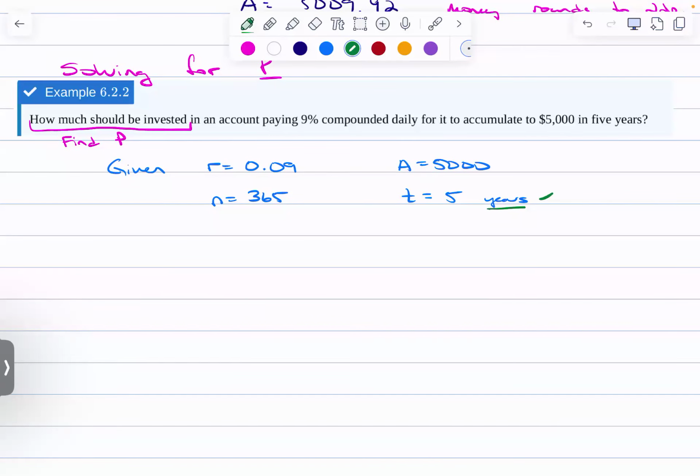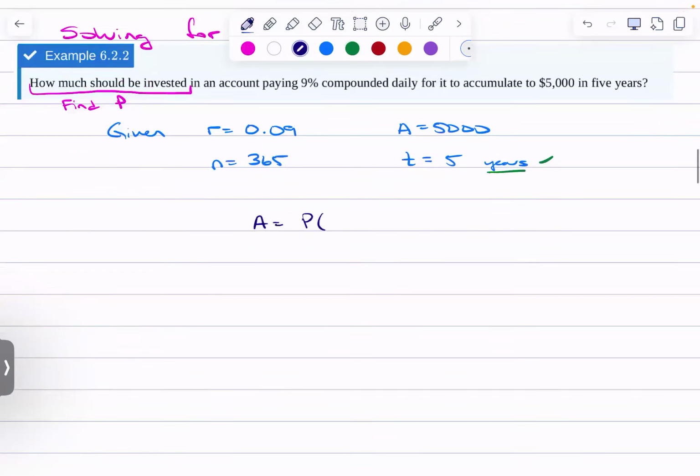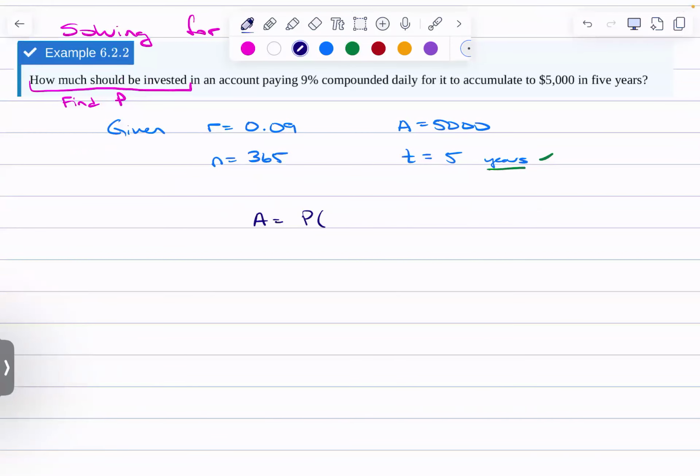We only have the one formula, so we can plug in the values and solve for P. A is P times 1 plus R over N to the N times T.